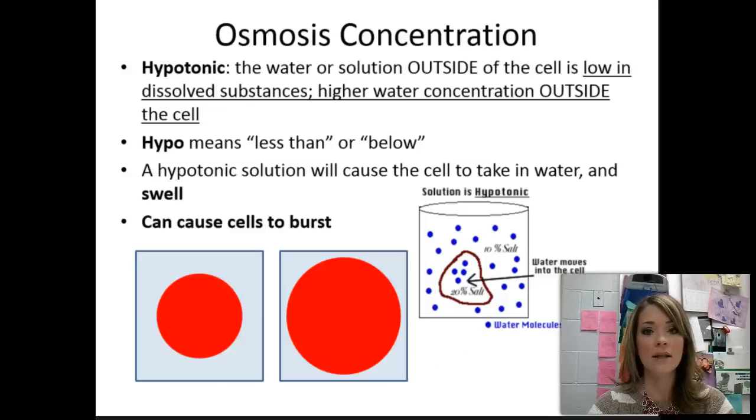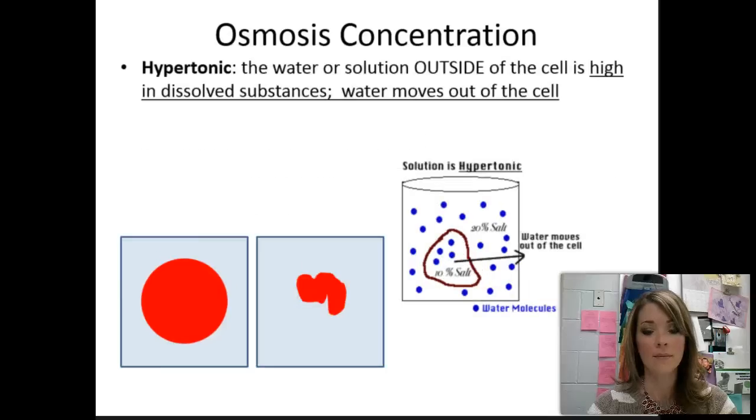And our last is hypertonic. Hypertonic means that this is high in dissolved solutes. So you can see the solution outside of the cell is high in dissolved substances. A lot of times that's salt. And because of that, water is going to move out of the cell. Again, these are all passive transport. So that means that it's going to move from high concentration of water to the lower concentration of water. Here we're going 90 to 80.